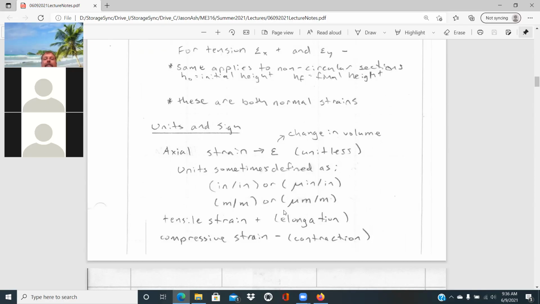And you can do the same thing with the SI unit system with that sleight of hand on defining units for a unitless system. But then for these normal type of strains, a tensile strain is positive, that causes elongation, and a compressive strain is negative, that causes contraction.